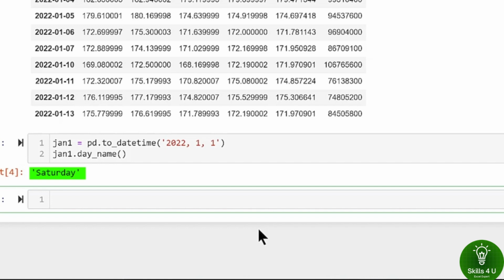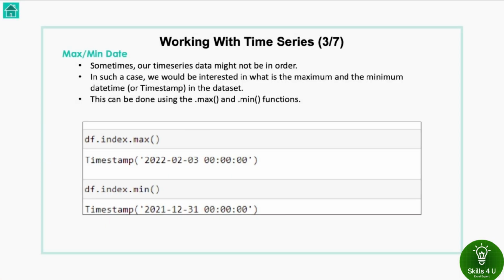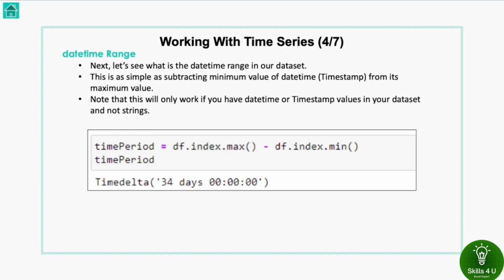So, since the 1st of January was a Saturday and the 2nd of January was a Sunday, we don't have any stock data for these two dates. In fact, the stock market is closed on weekends and is only open from 9:30 am to 4 pm Eastern Time, Monday through Friday. We can also find the maximum and the minimum timestamp values using the .max() and .min() functions. This could be useful when the data is not in order. We can also find the datetime range simply by subtracting the minimum value of timestamp from its maximum value.